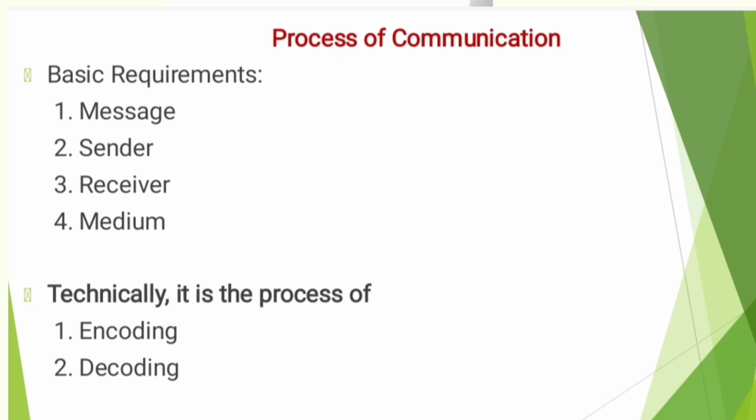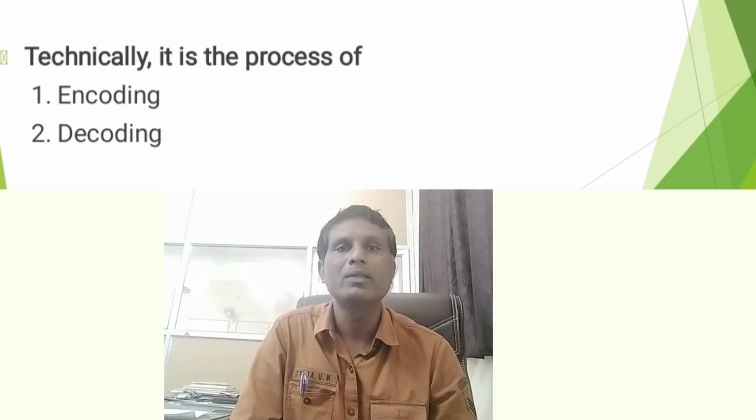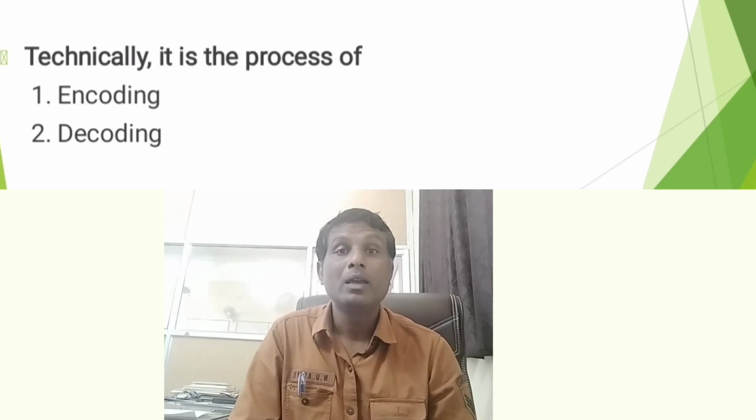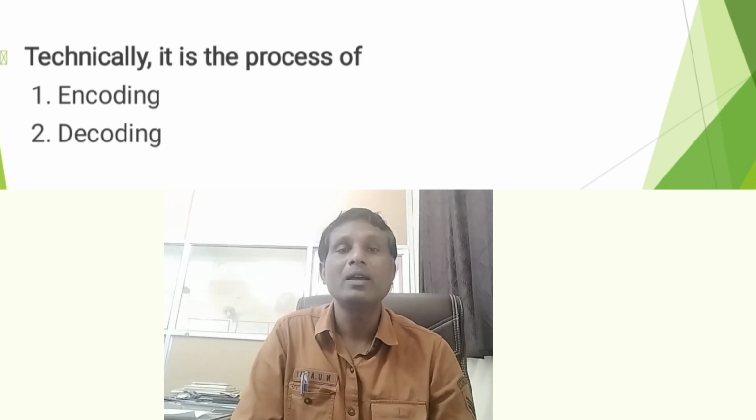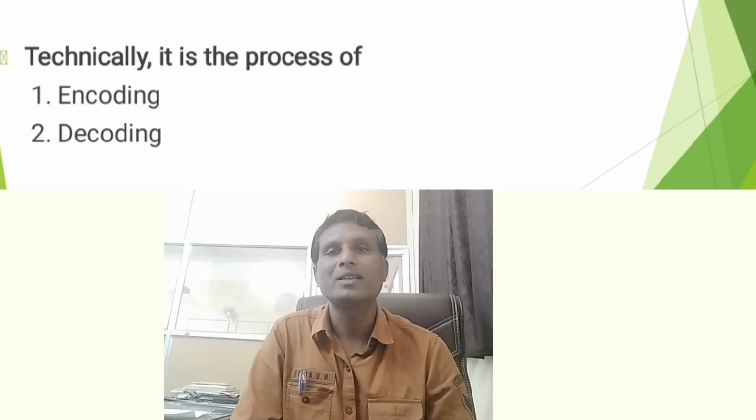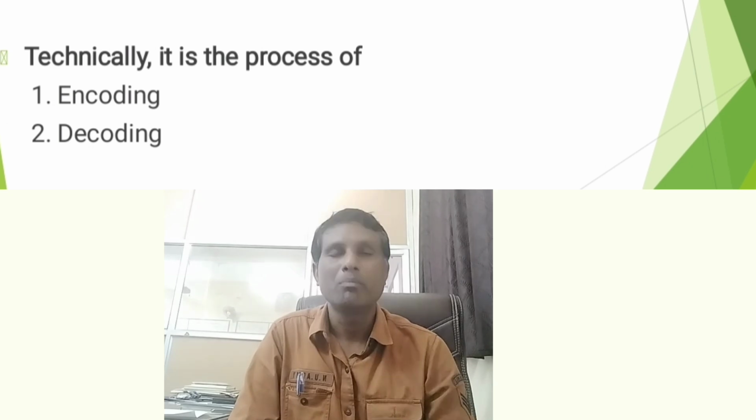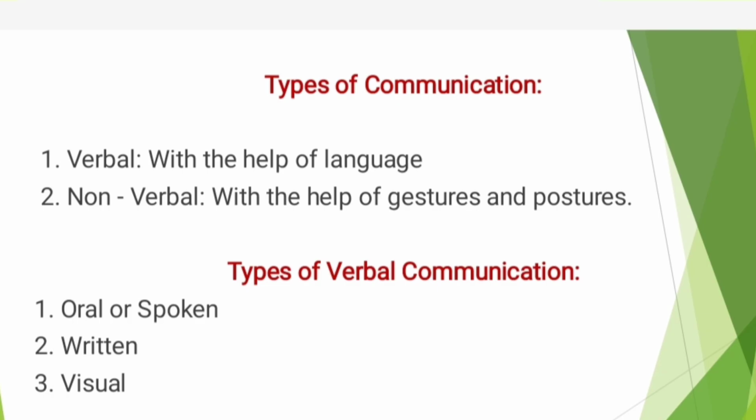Now, technically speaking, communication is the process of encoding and decoding. There are 2 things in the process of communication. First is encoding. The message is encoded in the form of the language. The sender of the message encodes the message in the language and then sends it to the receiver, and receiver, when receives it, decodes it and tries to understand its meaning. There are also basic types of communication. The most important of them are verbal communication and non-verbal communication.